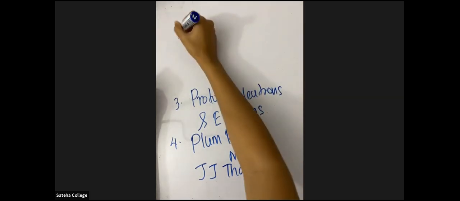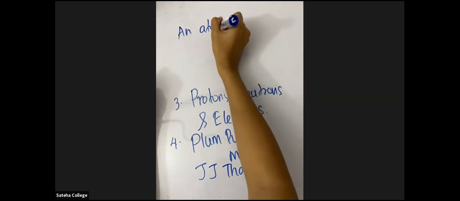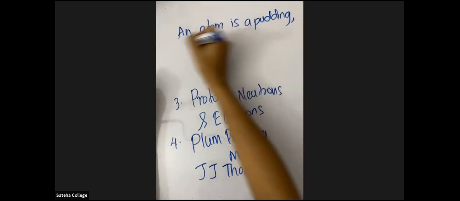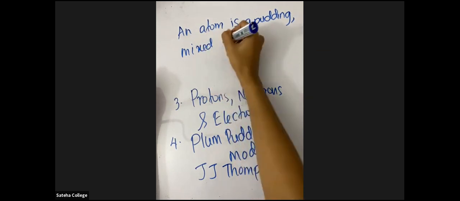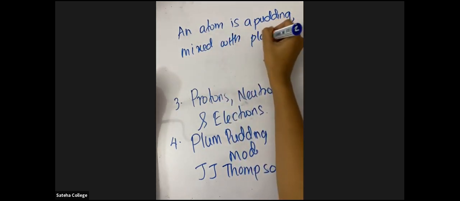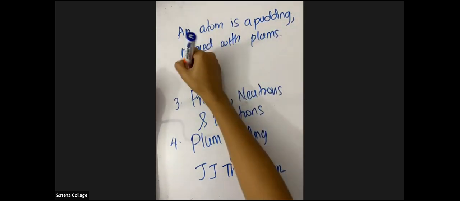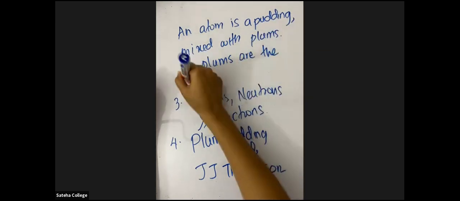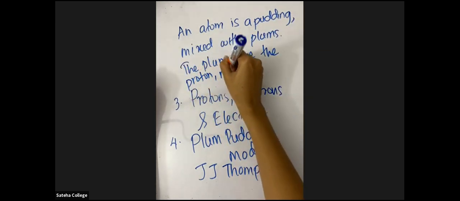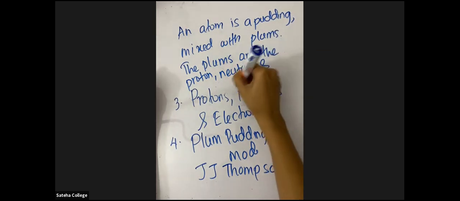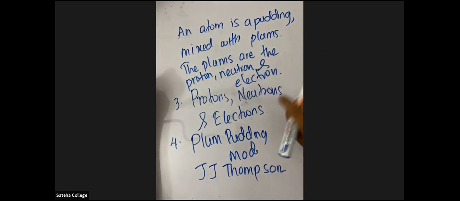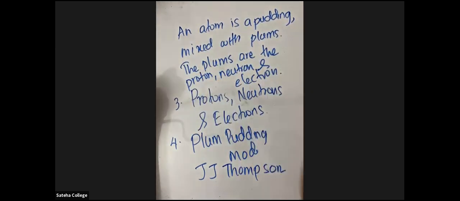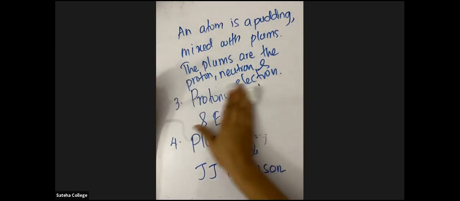So you should say, an atom is a pudding mixed with plums. The plums are the proton, neutron, and electron. So that is the plum pudding model. An atom is a pudding mixed with plums. The plums are the proton, neutron, and electron. Then next one, the planetary model.